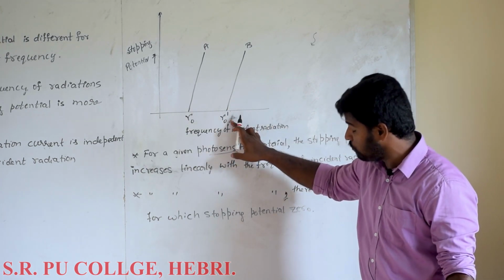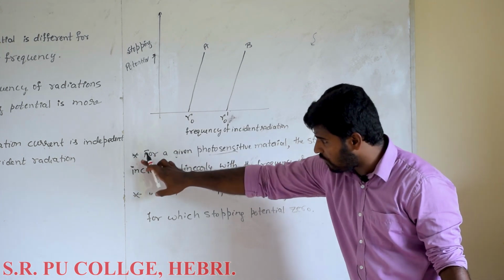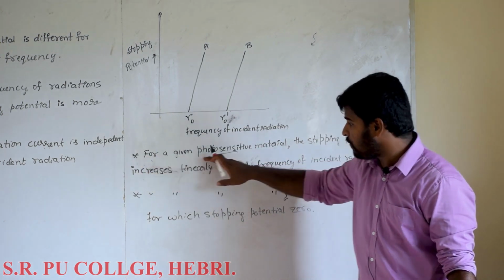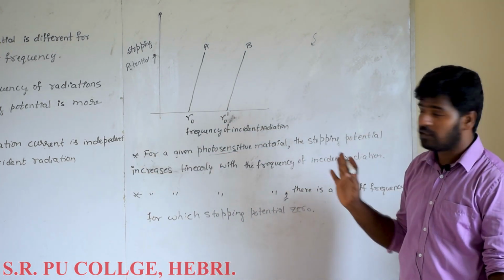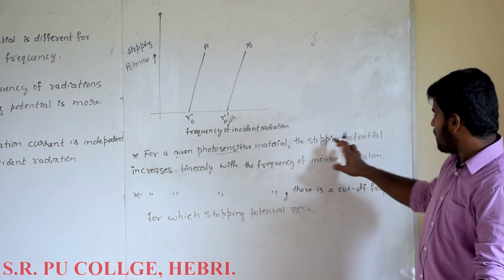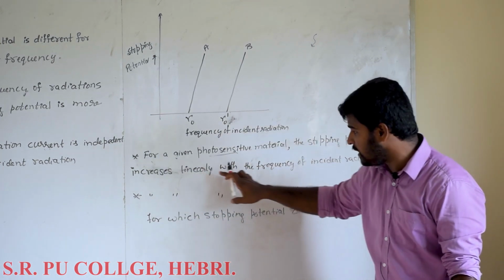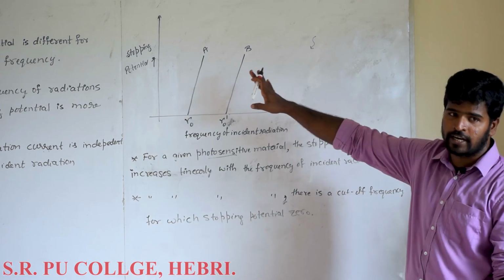Therefore, let A and B be the two different materials with the frequencies known as mu naught and mu naught dash. Based on that, the first conclusion: for a given photosensitive material, that is A and B, the stopping potential increases linearly with the frequency of incident radiation.